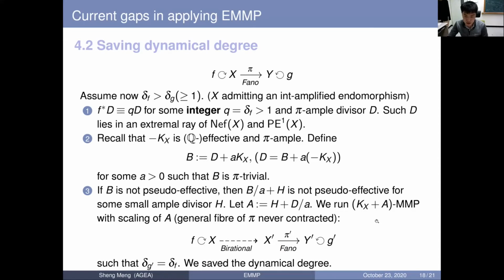And note that since the fiber of pi is not contracted, it is preserved in Y prime. So in particular, you can see that the dynamical degree of G prime equals the dynamical degree of F, by the uniqueness of delta F. So we save the dynamical degree in this situation. Any questions?